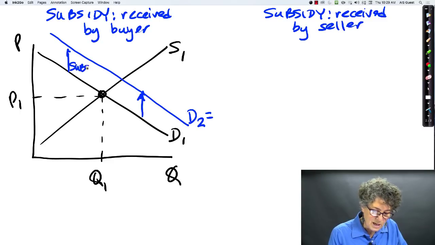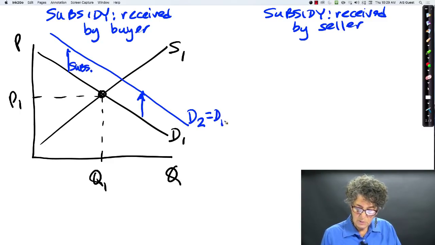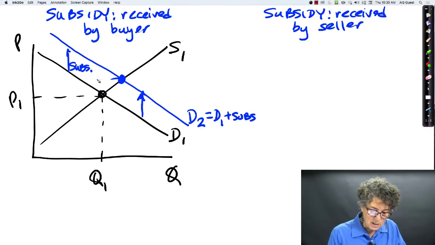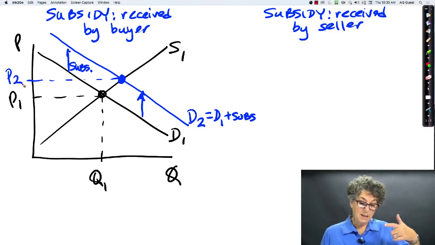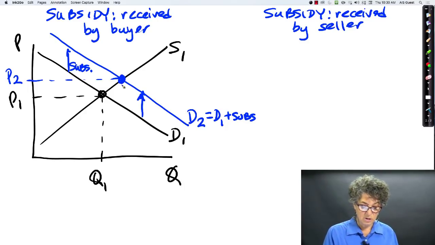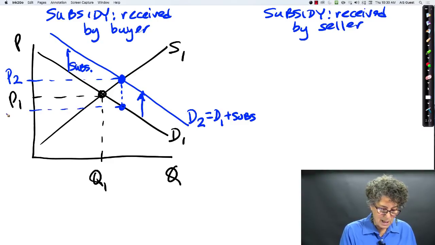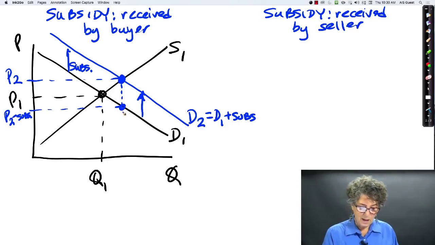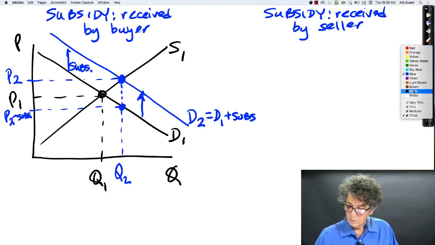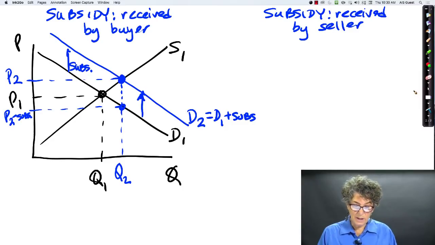I'll call it SUBS for subsidy. And so D2 is equal to D1 plus the subsidy. The effect is that the price, P2, that is received by the seller goes up. That's what induces the seller to sell additional quantity. The price that is the net price paid by the buyer is P2 minus the subsidy. So they gave the seller some money, but they got some of that back from the government, and the equilibrium quantity rises to quantity Q2. We get the same result in terms of who's paying what and who's receiving what.